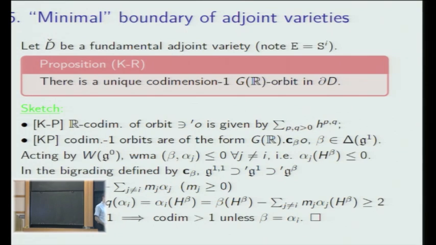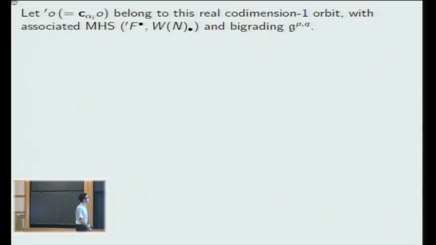And so then you have two things of type 1,1, or 1,2, or 1,3, and that would mean that the codimension is greater than 1 unless beta is equal to alpha I. So this shows that the thing by which we did the Cayley transform, in the end, it has to be alpha I. There's no other codimension 1 boundary stratum.